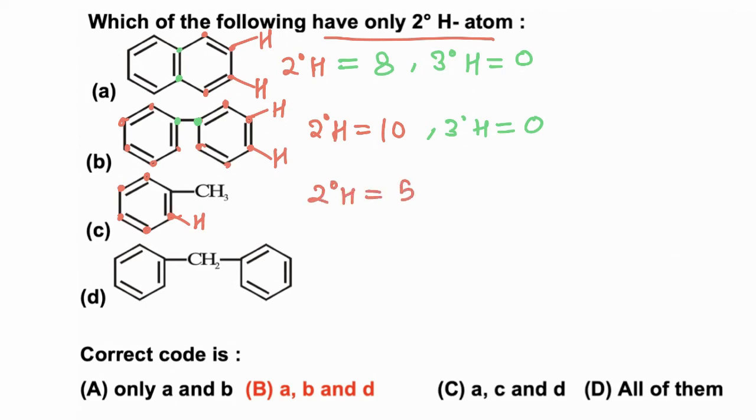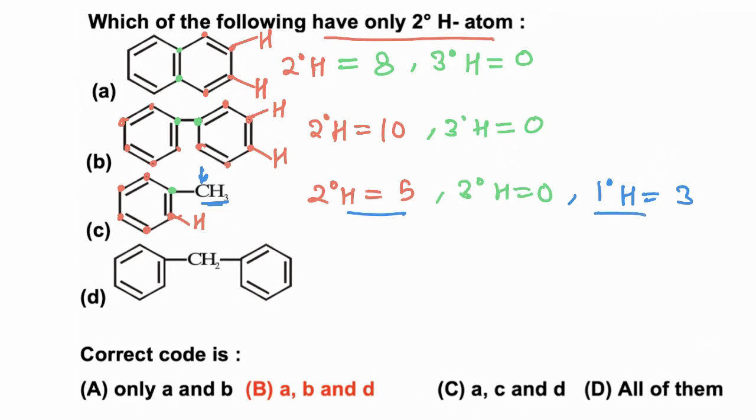Now this carbon atom is 3 degree carbon, but it is not attached with any hydrogen, so 3 degree hydrogen is equal to 0. But this carbon is 1 degree carbon, so hydrogen attached with 1 degree carbon are 1 degree hydrogen, so 1 degree hydrogen is equal to 3. So this molecule is having both types of hydrogen, 2 degree hydrogen and 1 degree hydrogen.